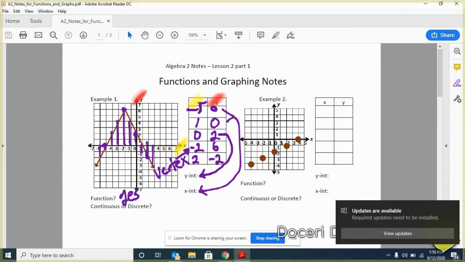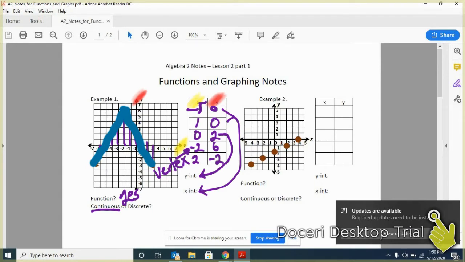Okay. And the second thing it's going to ask you is, is this continuous or discrete? Well, because this is an actual line that is being drawn like this, then we know this is what we call continuous for that exact reason. Okay.